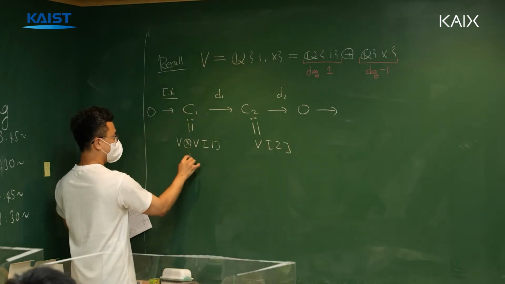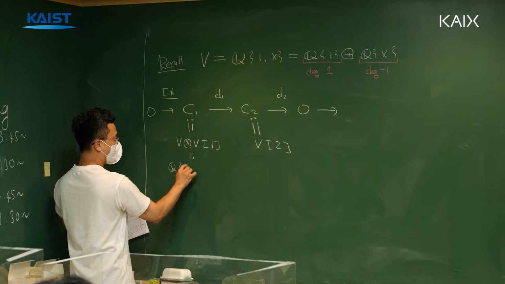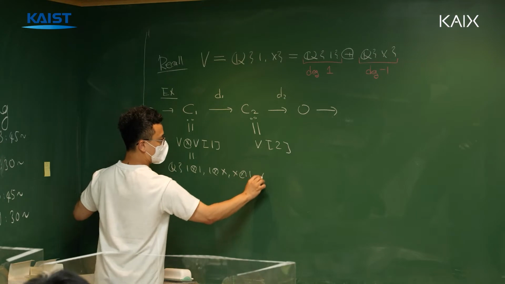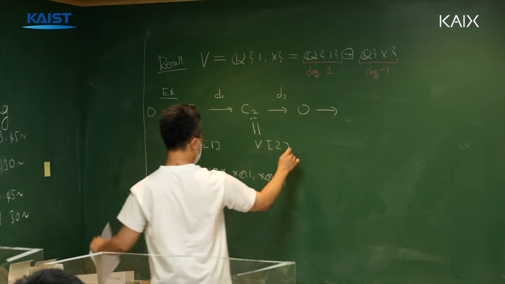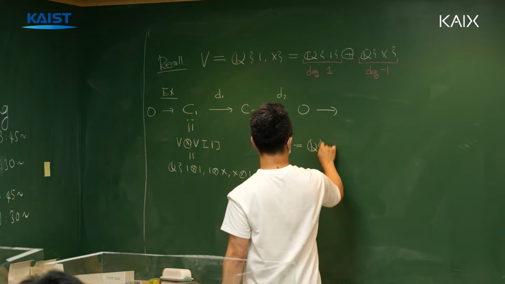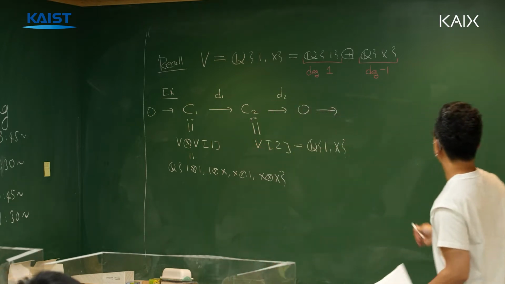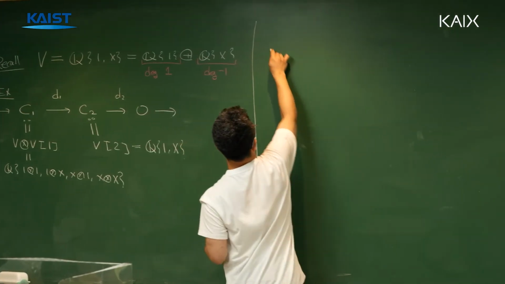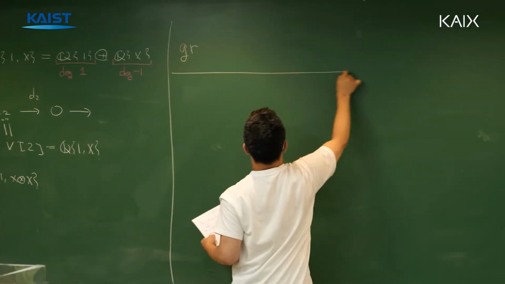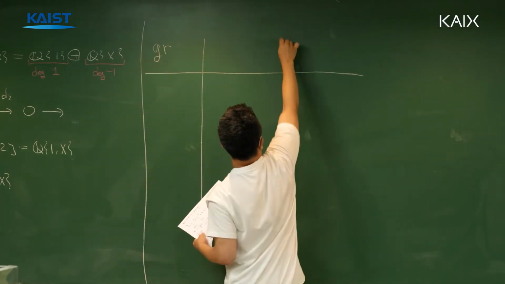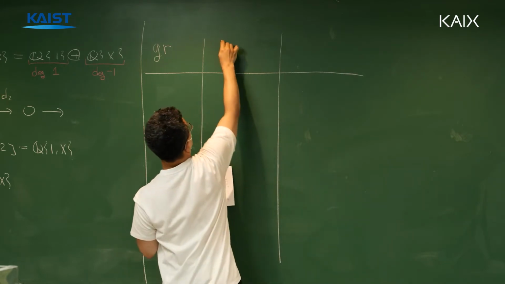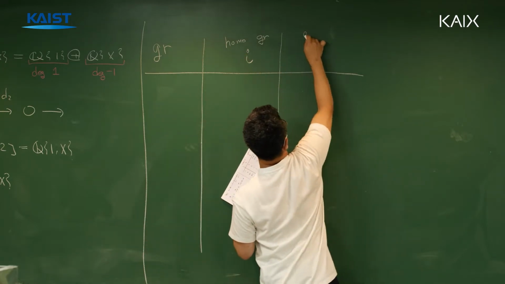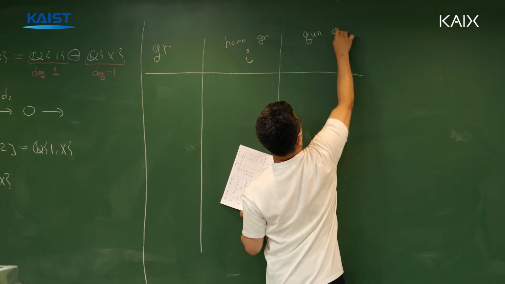So this is Q of 1 tensor 1, 1 tensor x, x tensor 1, x tensor x. And this is just Q of 1x. But the gradings are shifted. So let's write down the gradings. So this is the homological grading, let's denote that by I. And this is the quantum grading, let's denote that by J.